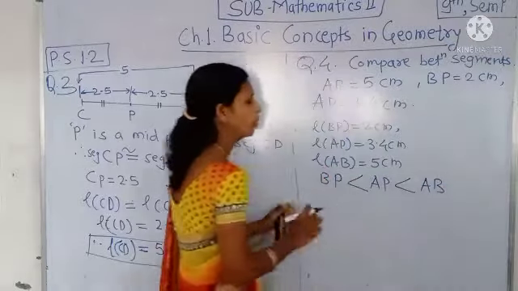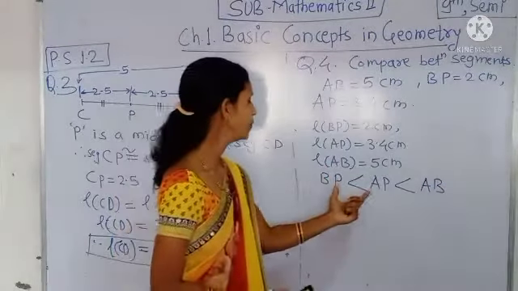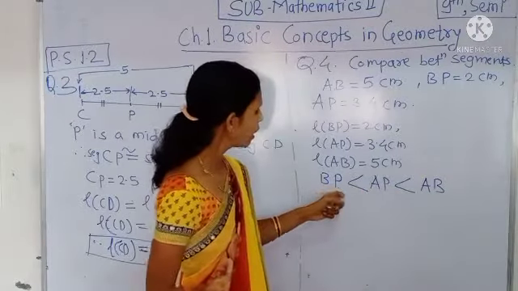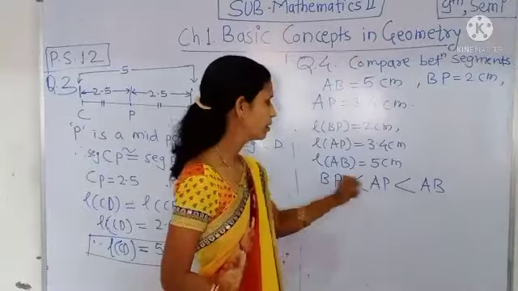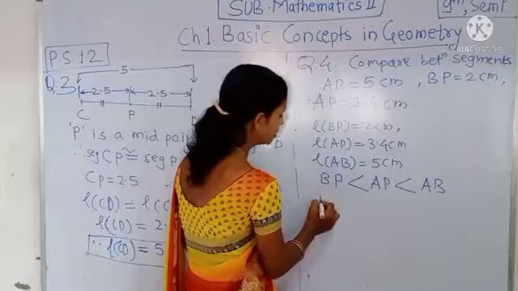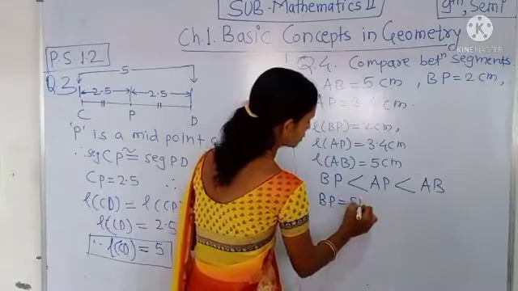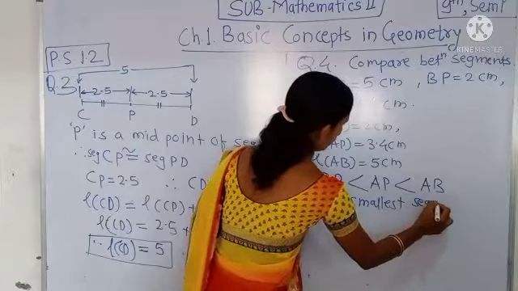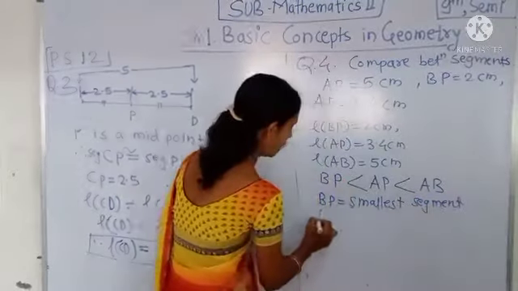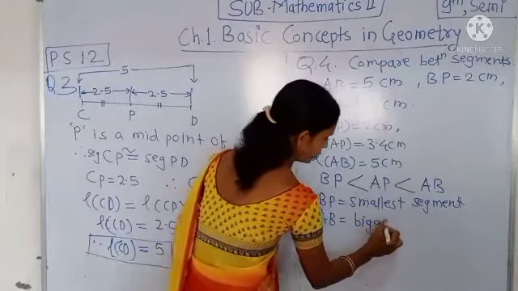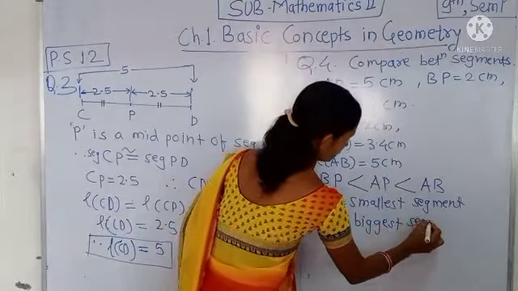Therefore, we can compare those segments by this concept, that is, BP is the smallest segment and AB is the biggest segment.